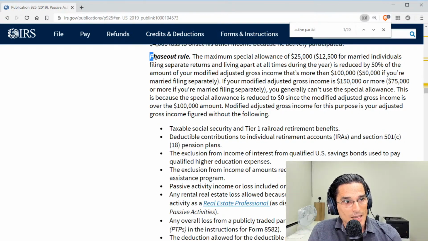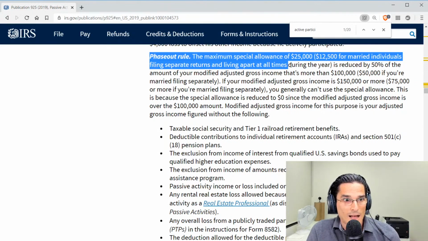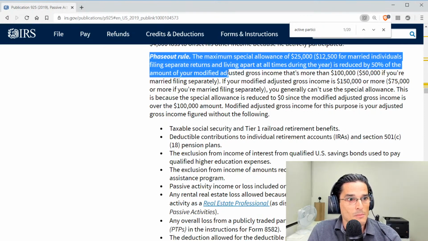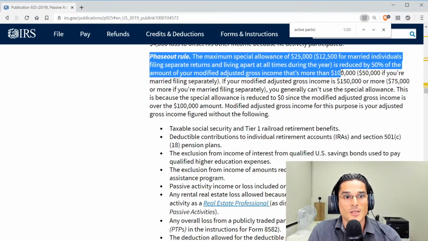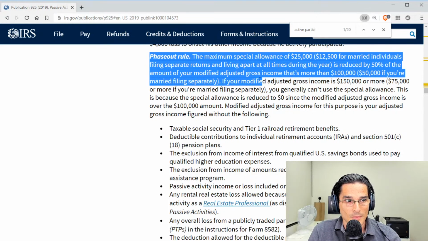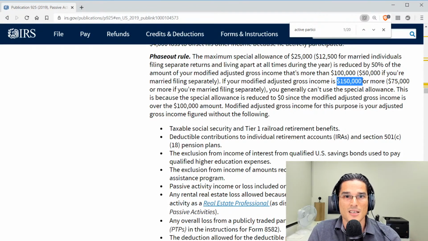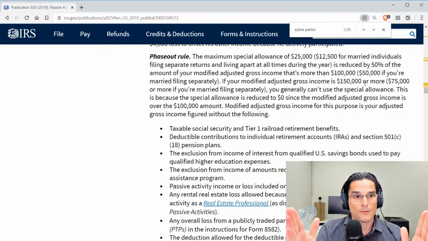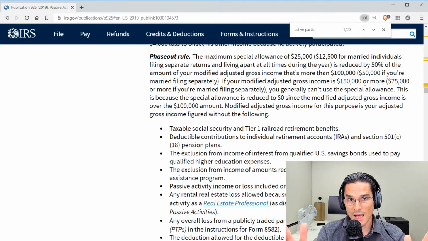Let's read. Phaseout rule. The maximum special allowance of $25,000, $12,500 for married individuals filing separate returns and living apart at all times during the year, is reduced by 50% of the amount of your modified adjusted gross income, MAGI, that's more than $100,000, and the phaseout ends at $150,000. So basically, as your modified adjusted gross income goes from $100,000 to $150,000, for each dollar that it exceeds $100,000, you reduce this $25,000 allowance by 50 cents.